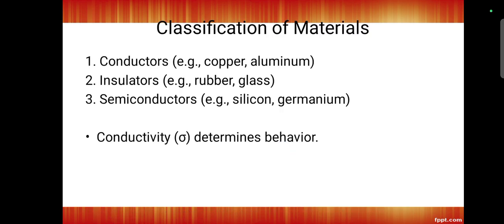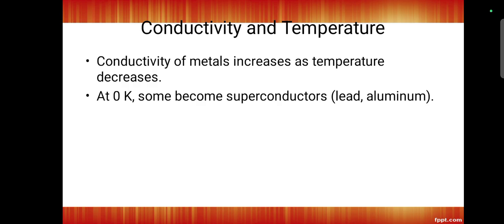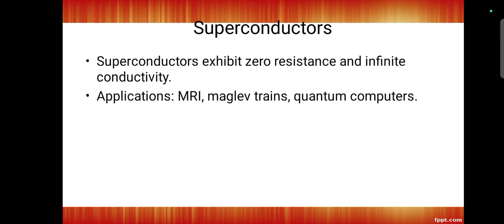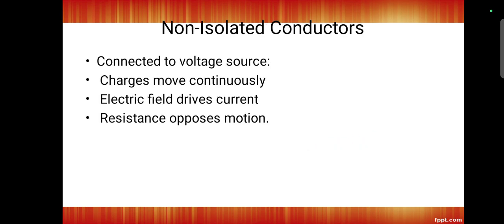So classification of materials. Materials are classified into three categories: conductors, insulators and semiconductors. For example, conductors are copper, aluminium. Insulators are rubber, glass. Semiconductors are silicon and germanium. Conductivity sigma determines the behavior. So conductivity and temperature: conductivity of the material increases as the temperature decreases, and at 0 K some become superconductors, like lead and aluminum. Superconductors exhibit zero resistance and infinite conductivity. Applications are MRI, maglev trains, quantum computers, etc.